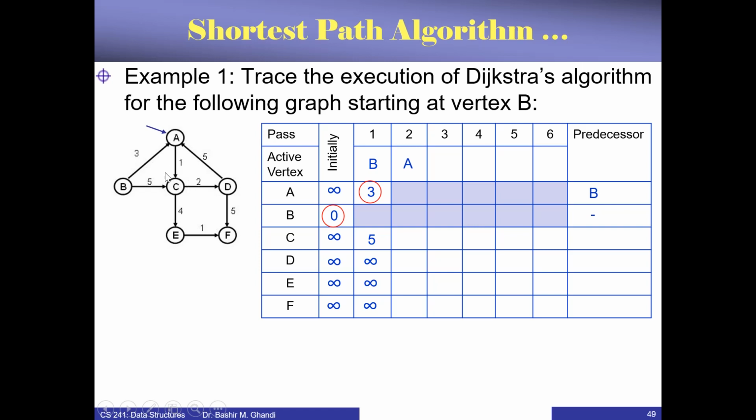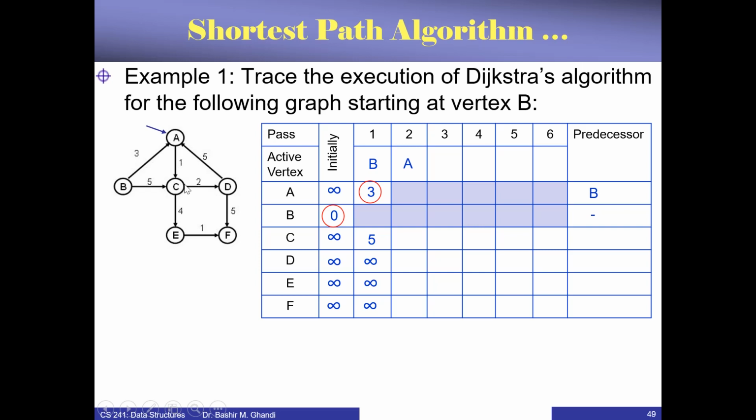So the question is, what is the cost? Now here you have to be careful. We are looking for the cost of reaching from B, not just from A to C, but from B to C. So you have to add the cost at which you finalized A, which is 3. The minimal cost of reaching A was 3. So now you have to add that to the distance from A to C. So 3 plus 1 is 4. So the new cost of reaching from B to C is 4.